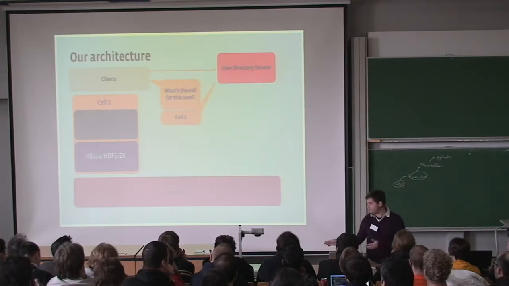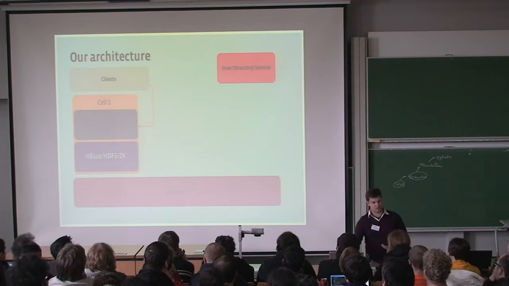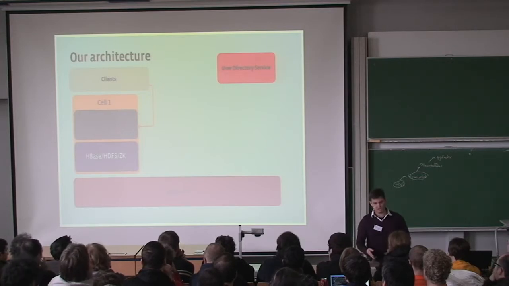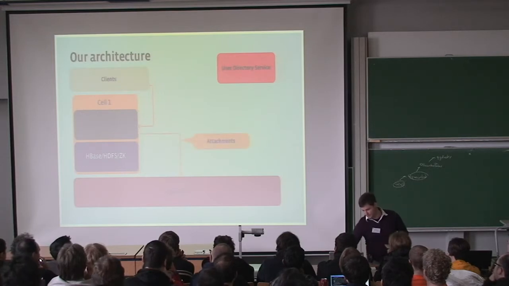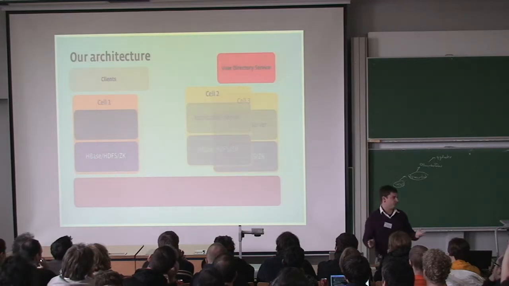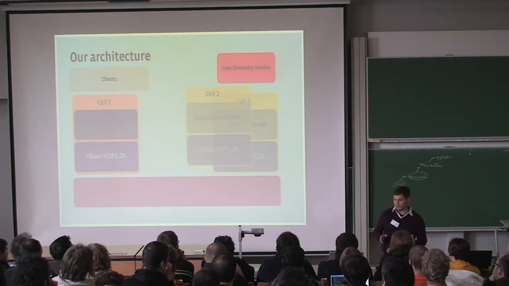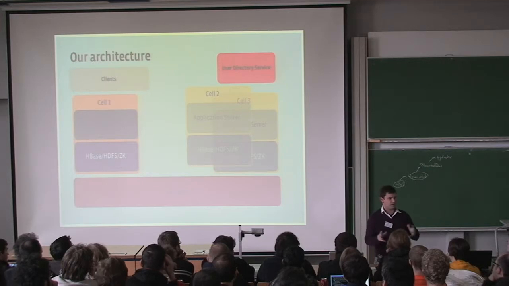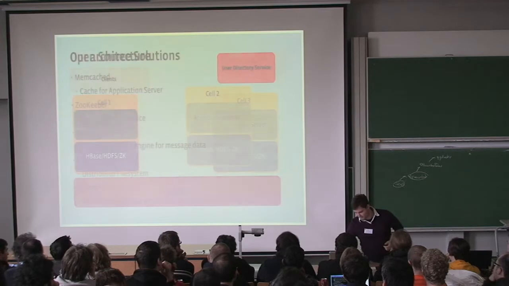So the client goes, what's the cell for this user? It responds back, cell one. After that, the client can just talk directly to the cell, which has the application server, which has all the storage information. The application server can then contact Haystack or HBase as needed. And again, like I said, we have multiple shards of these cells, but versus MySQL, a single cell contains a lot more data. We have fewer shards, I'll talk about that more in a minute.